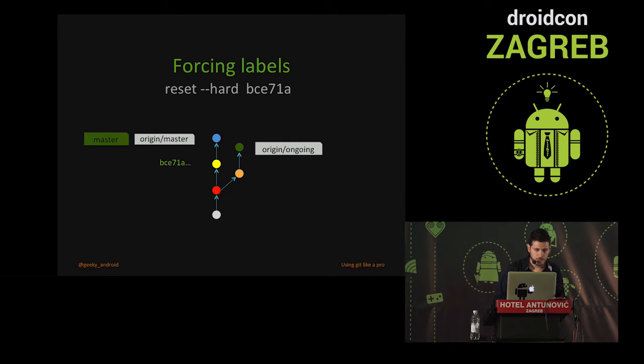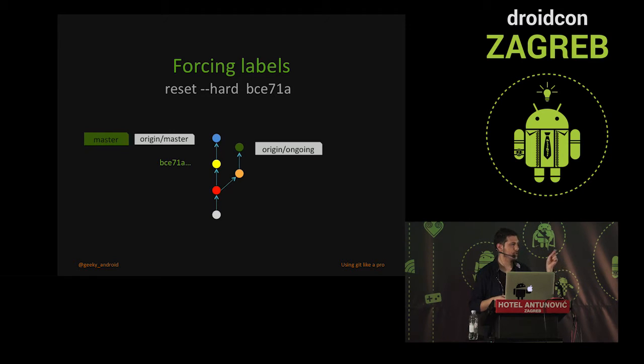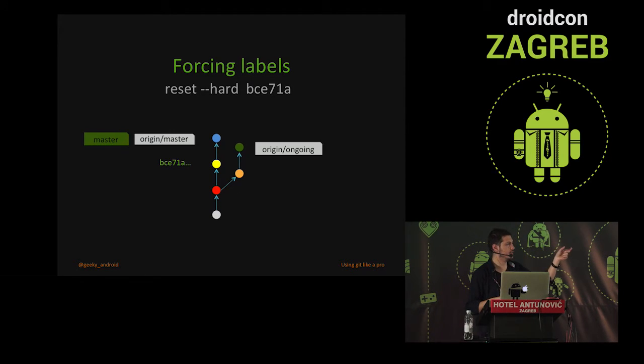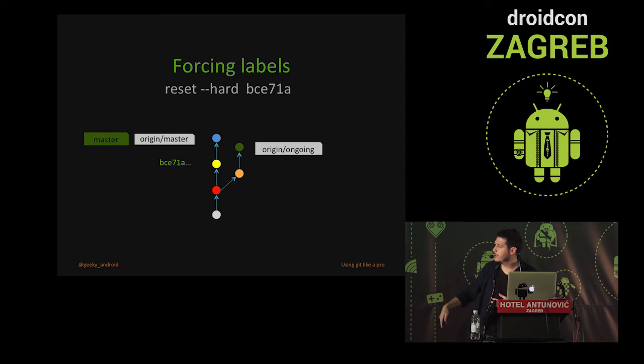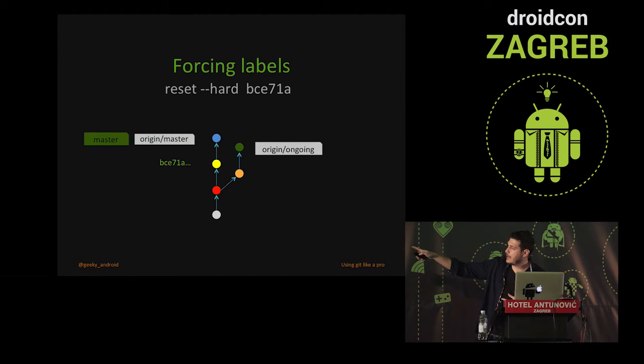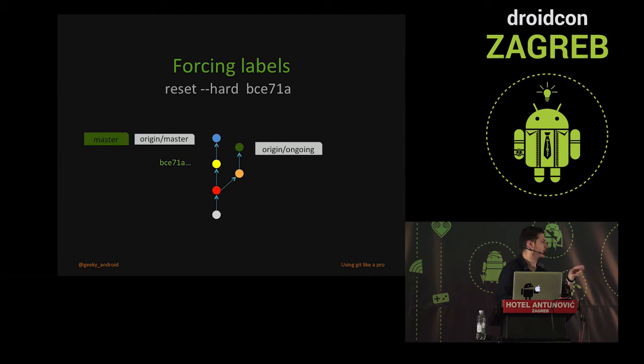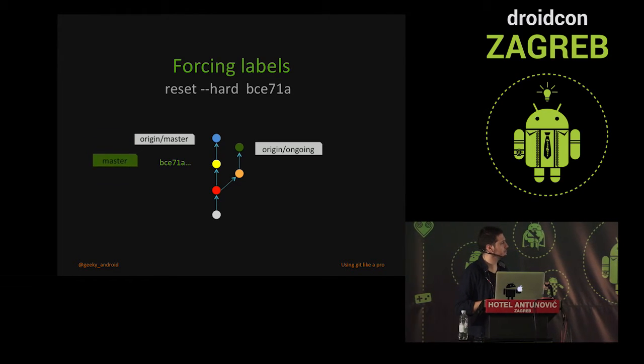So forcing labels. Now Git, like we said, a branch is nothing but a name for a hash. So I can literally take the name and just move it somewhere else. So in this case, we have a very simple structure there. We have origin master and master pointing there. I can take master and move it a commit down. I can do that by literally saying reset --hard to a hash. This will take my current branch, in this case it will be master, and literally move that label down.